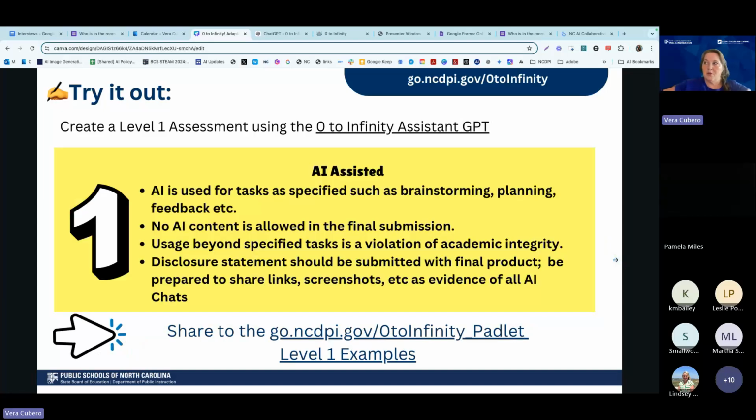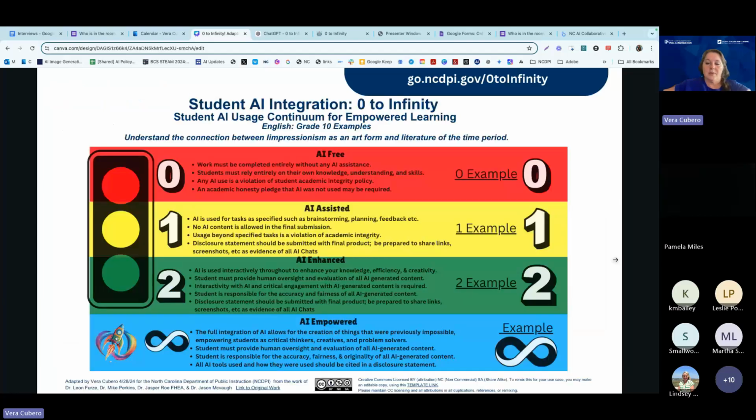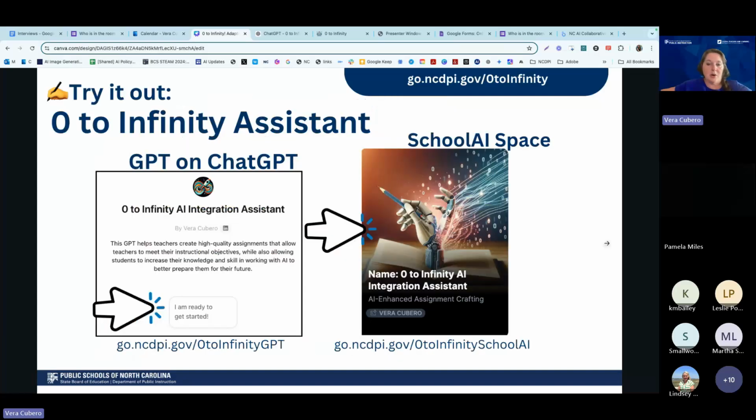And I'm just going to move through the other levels, which we've already kind of discussed. But this slide right here has some examples I've created using that continuum for a grade 10 English class, and the examples are linked here. If this is a presentation you might want to adapt for your staff, you're welcome to use those. And there's another one where I've done environmental science examples the same way. I'm just pointing those out if you want to explore them further on your own, or if they might be useful in your work.